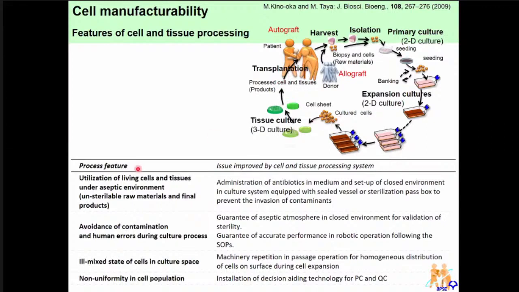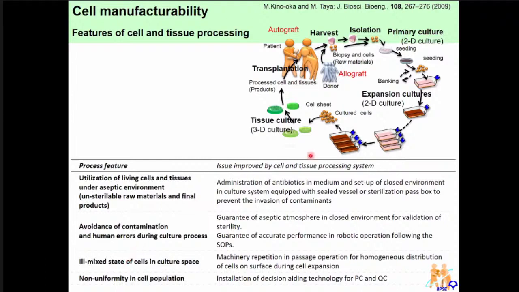There are many features again. One, utilization of living cells and tissue under an aseptic environment. That means we cannot sterilize. So the raw materials and final products are unsterile, and we have to keep a good aseptic environment to prevent contamination. Again, the avoidance of contamination, and of course human error, we have to avoid.